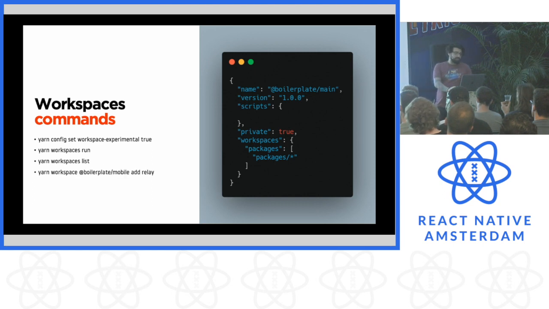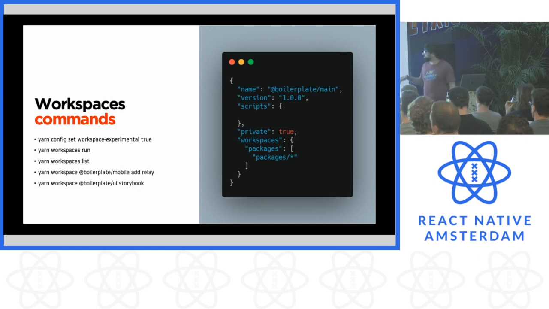And to add a new package, like we have yarn workspace, your workspace name, add the name of the package, in this case, relay. And we can run the packages inside the workspaces like yarn workspace boilerplate, run storybook.